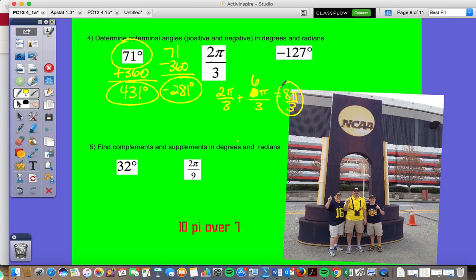So we got one. We got to find the negative one though. Got to find the negative one on that. I keep finding them in degrees.